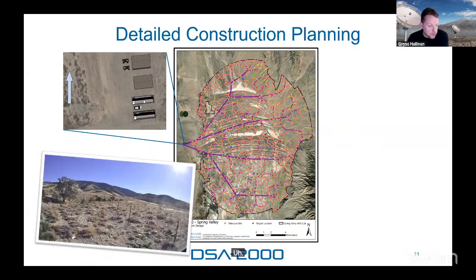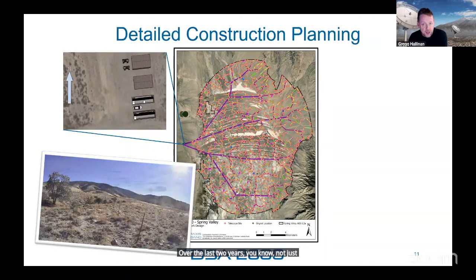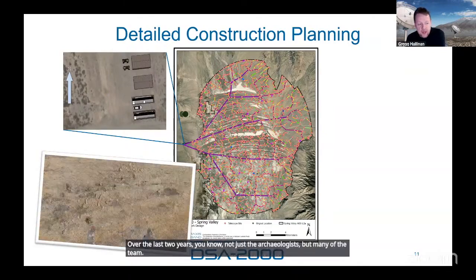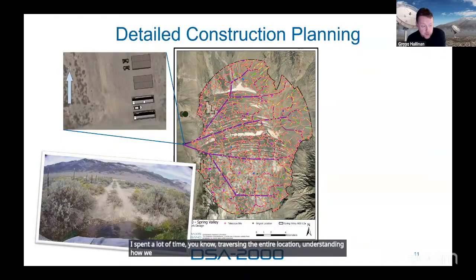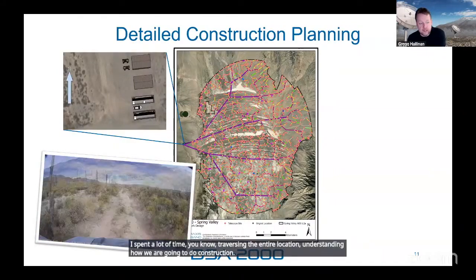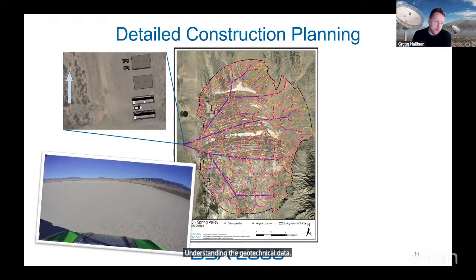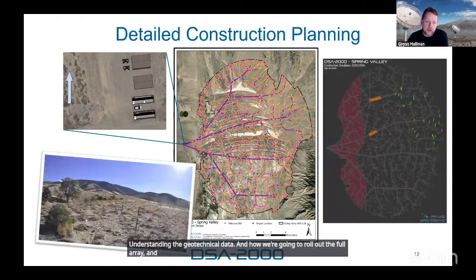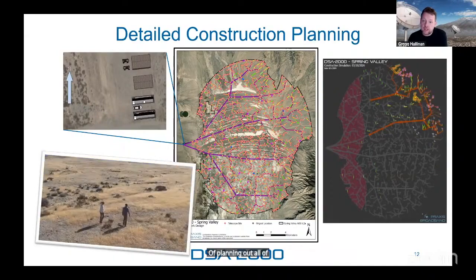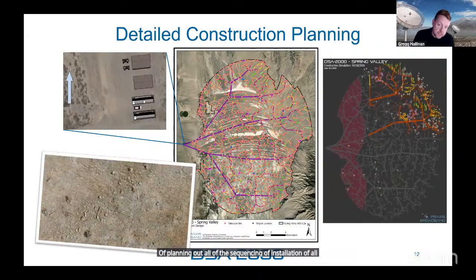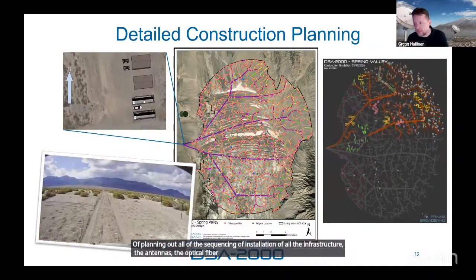Over the last 2 years, not just the archaeologists, but many of the team spent a lot of time traversing the entire location, understanding how we are going to do construction, understanding the geotechnical data, and how we're going to roll out the full array. And right now we're in that phase of planning out all of the sequencing of installation of all the infrastructure, the antennas, the optical fiber, receivers, etc.